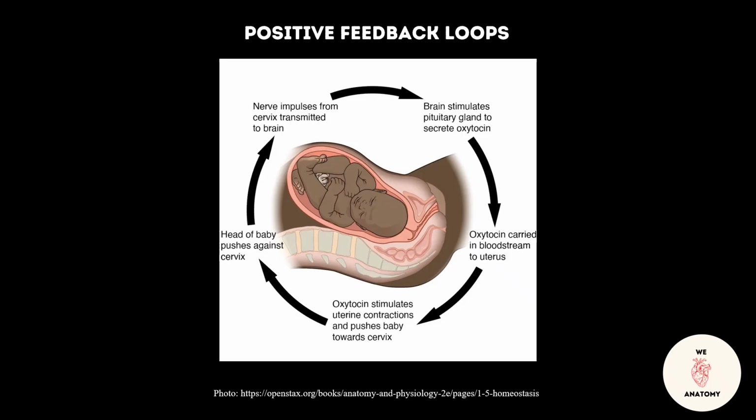The other type of feedback system in the body is the positive feedback system. Positive feedback systems work to amplify a change in the system rather than to reverse it. There are two processes in the body that are controlled through positive feedback. The first example of positive feedback is childbirth.